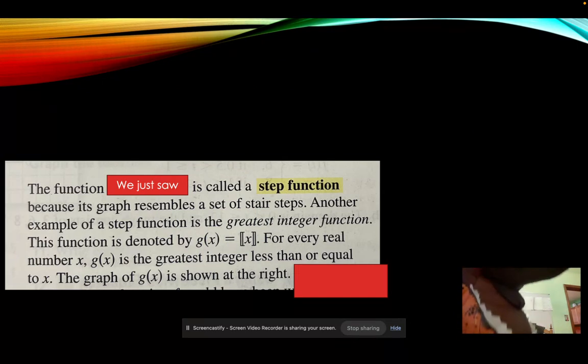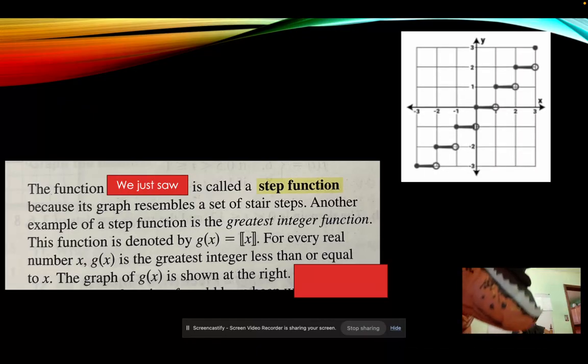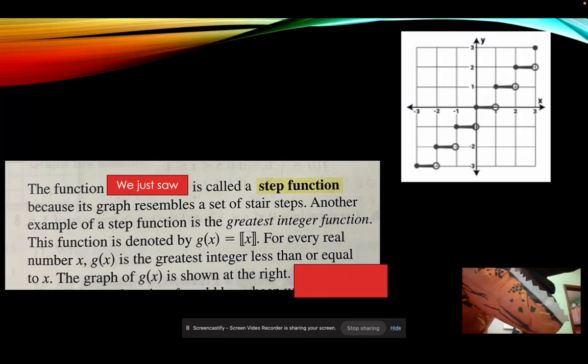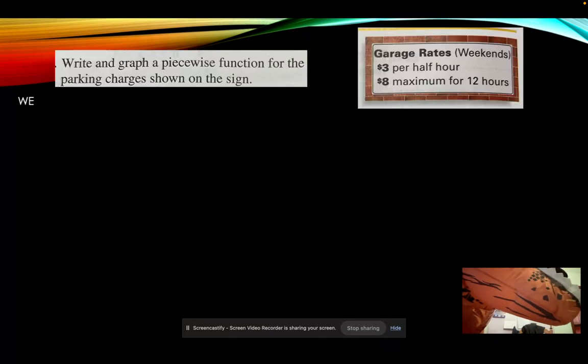Another name for a step function is the greatest integer function, because for every real number x, you want to take the greatest integer less than or equal to whatever x is, okay? And so if we take a look, for example, this is the parent y equals bracket x, close bracket. This is what the parent step function looks like, okay? So it's 0 from 0 to 1, it's 1 from the domain where x is 1 to 2, and so on and so forth.